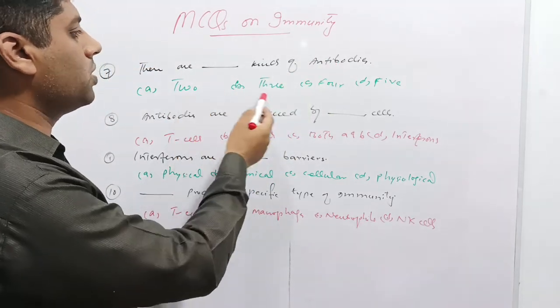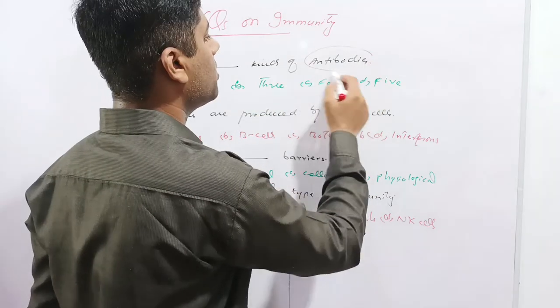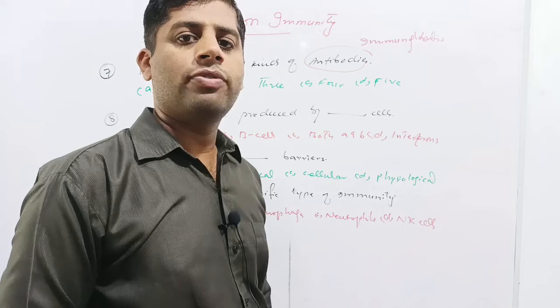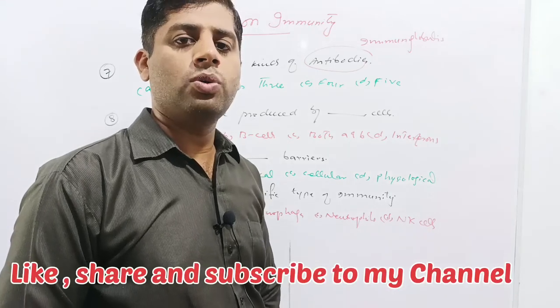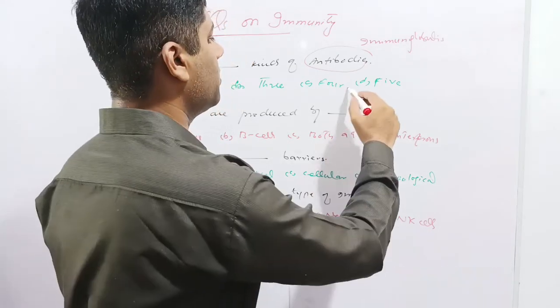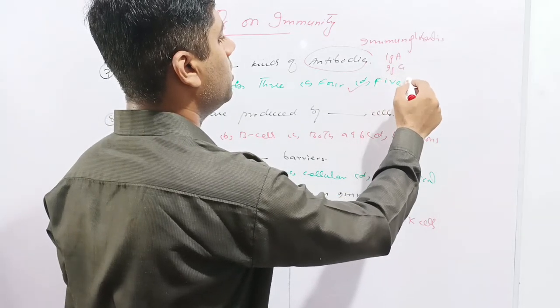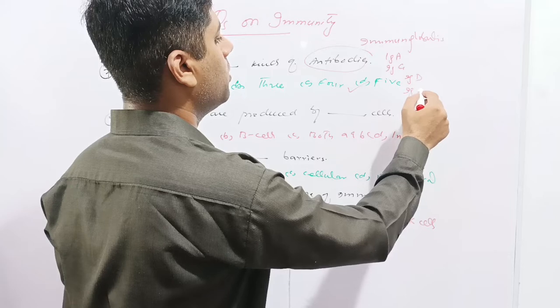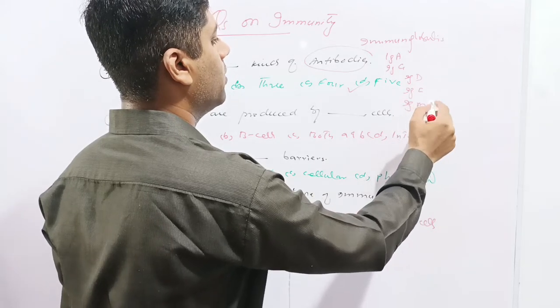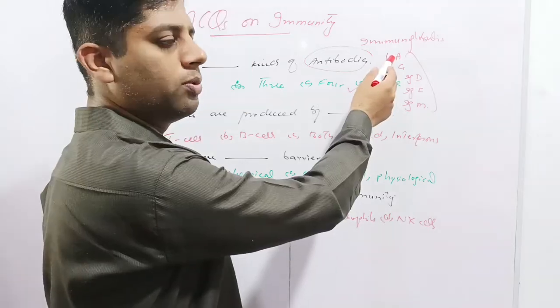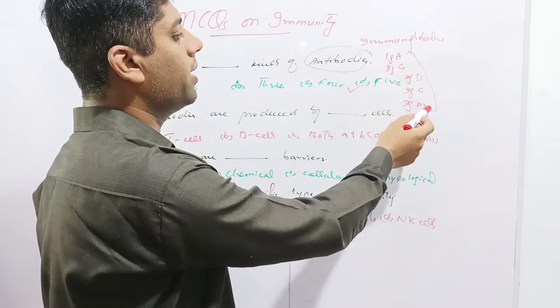Next question is, there are dash kinds of antibodies. Given options are 2, 3, 4 or 5. The antibodies are also called as immunoglobulins. They are made up of glycoproteins. There are 5 kinds of immunoglobulins or antibodies. So the option D is correct. Immunoglobulin A, immunoglobulin G, immunoglobulin D, immunoglobulin E and immunoglobulin M. So these are the 5 kinds of the immunoglobulins or antibodies. Immunoglobulin A, G, D, E and M.